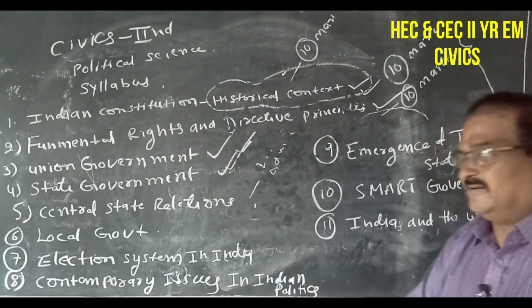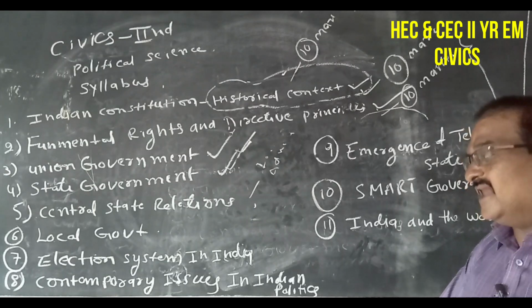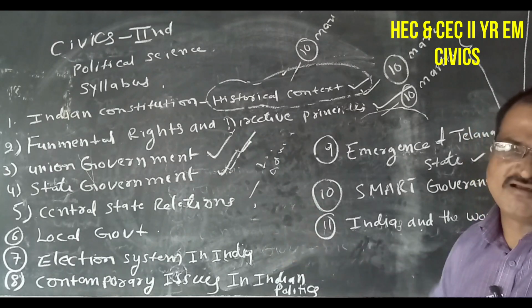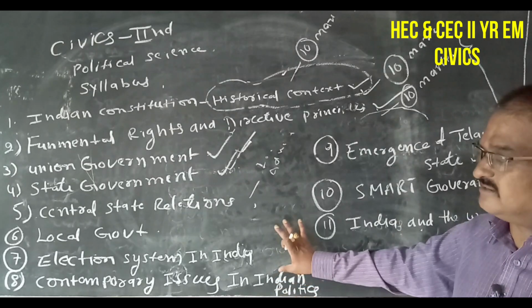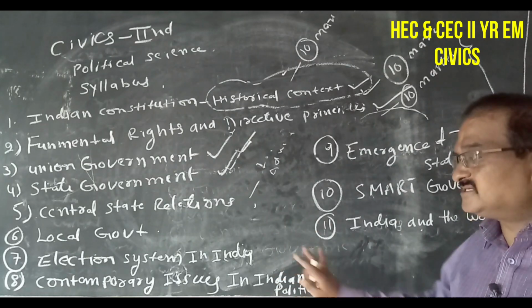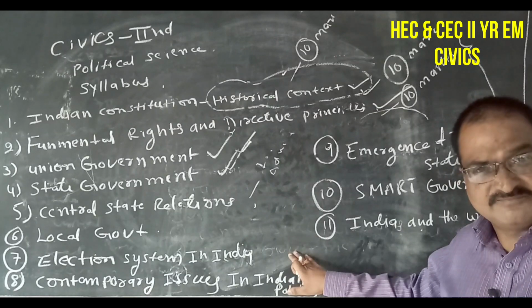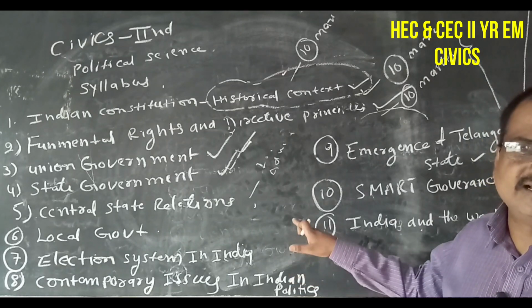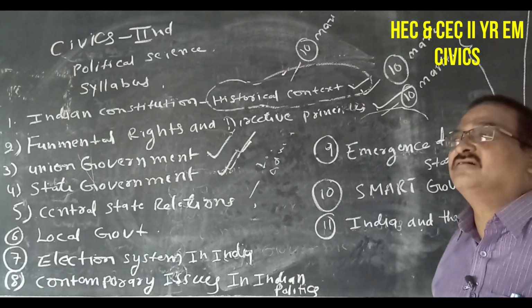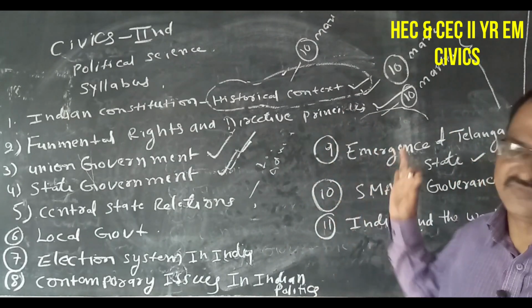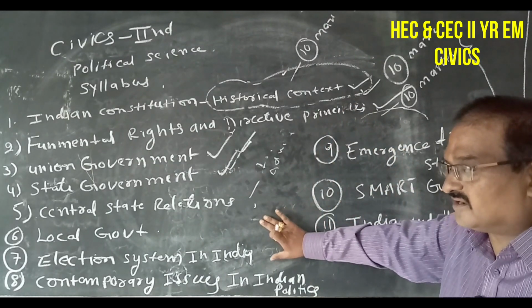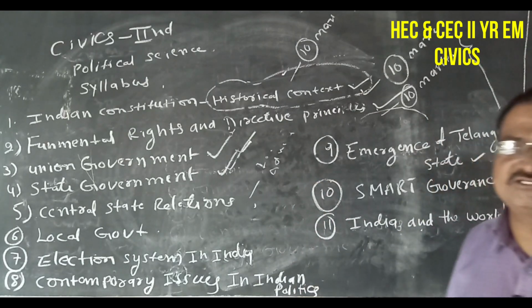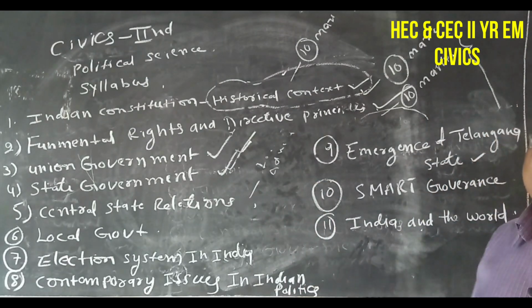It is a new one for you. This syllabus is a revised syllabus. So the election system covers the Election Commission, its composition, the powers and functions of the Indian Election Commission, and the process of election. Then there are contemporary issues in Indian politics and coalition politics, the way of politics in India at present. This is lesson number 8.